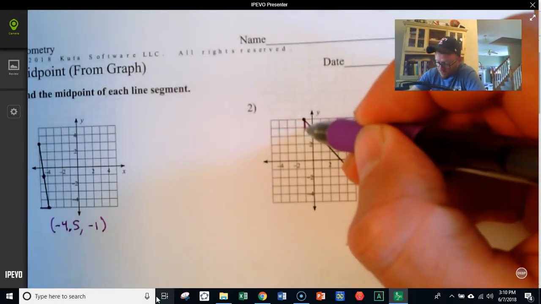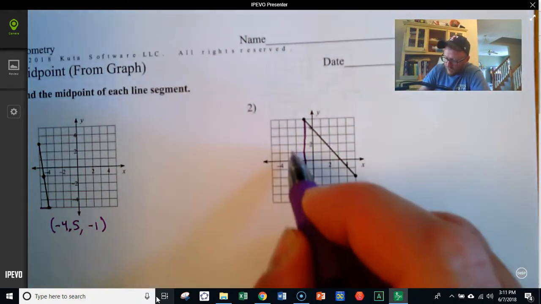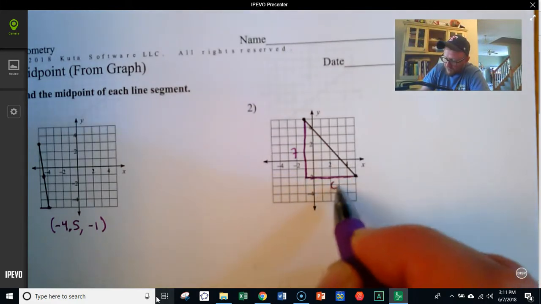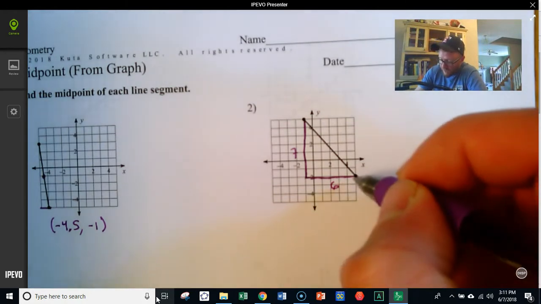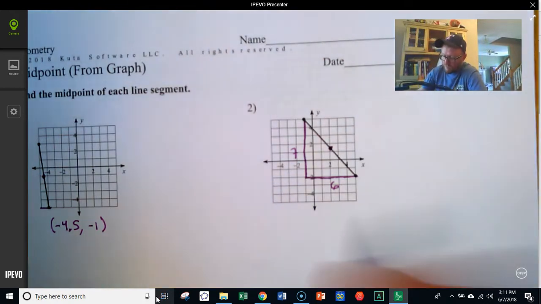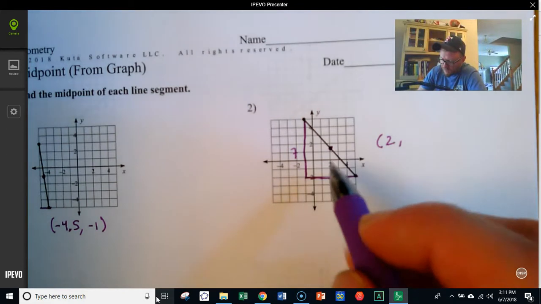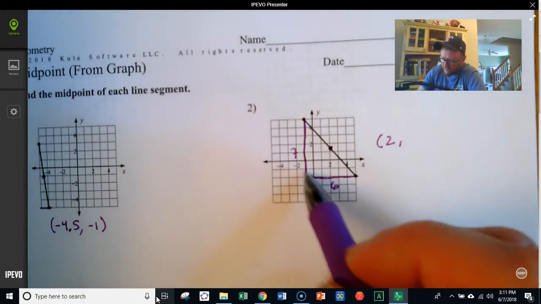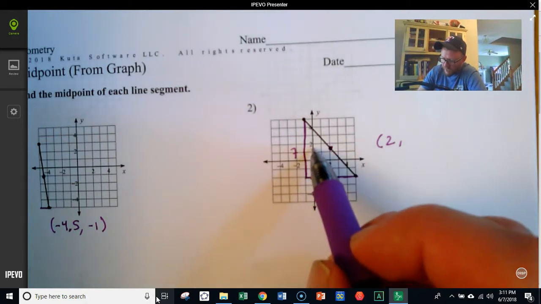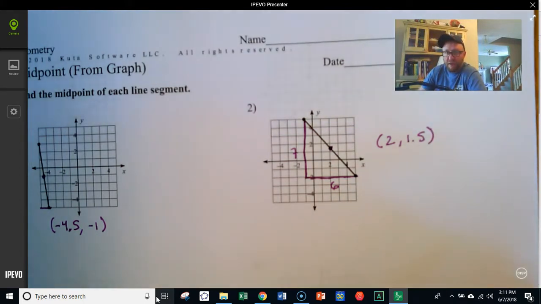This one is 1, 2, 3, 4, 5, 6, 7 and 1, 2, 3, 4, 5, 6. So halfway over is 1, 2, 3, which gives us an x-coordinate of 2. And our y-coordinate is up 3.5. So 1, 2, 3.5. That's 1.5 on the x-axis.